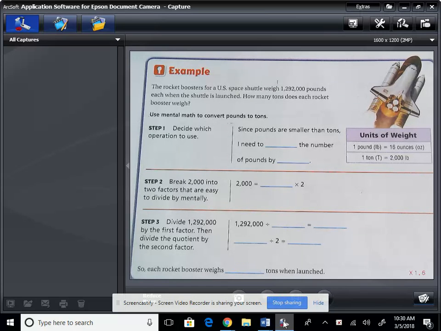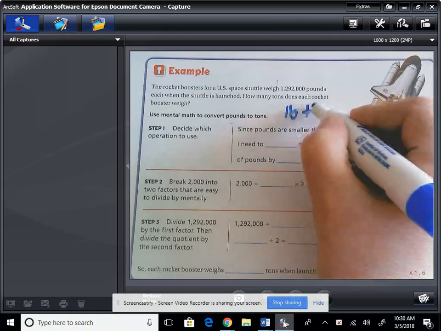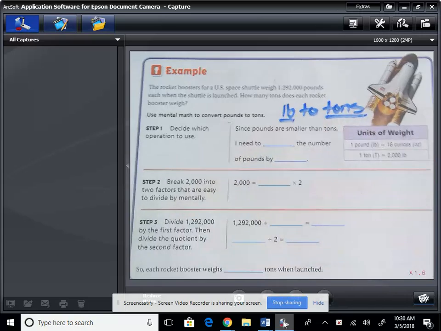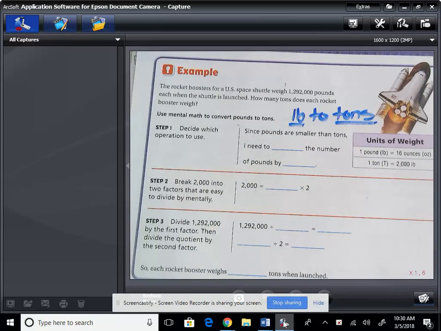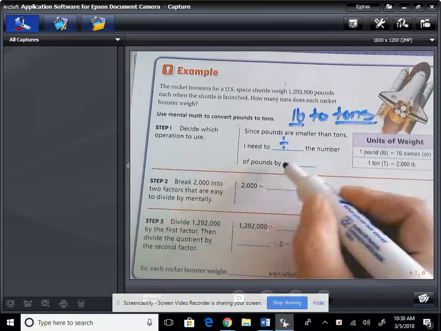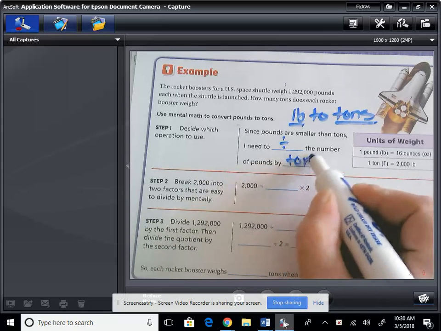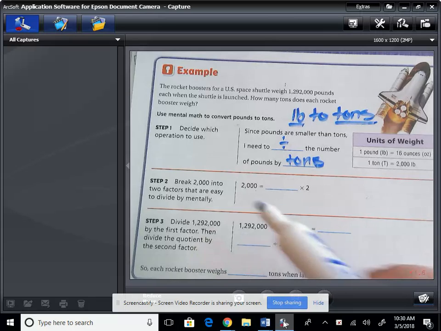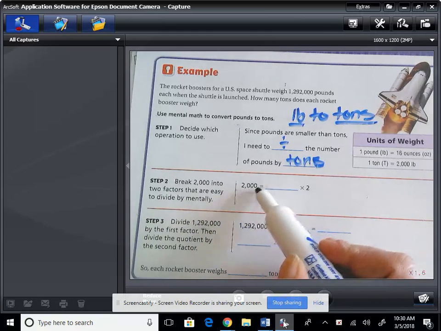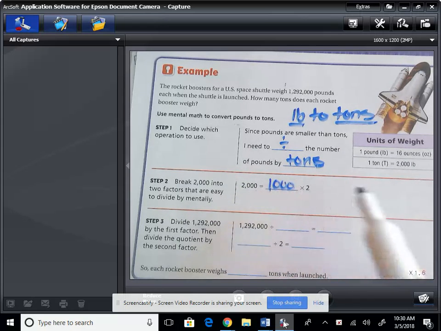So we have to decide which operation we're going to use. We're going from pounds to tons, so we're going from smaller to larger. When we go smaller to larger, we have to divide. Since pounds are smaller than tons, I need to divide the number of pounds by 2,000 to get tons. Okay, so we could make it easier. Break 2,000 into 2 factors so that it's easy to mentally divide. So 2,000 is equal to 1,000 times 2.